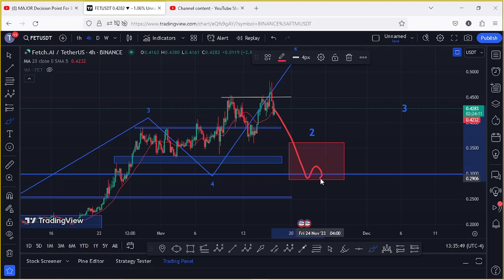In case such a movement plays out, then we can expect the next key area of support to continue holding, and that key area of support lies at around the $0.2541 mark. So that is what we need to have in mind on the worst case scenario, and that is the next price action that I'm watching out here on the Fetch AI chart in the next coming hours.